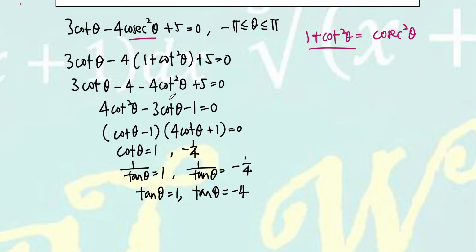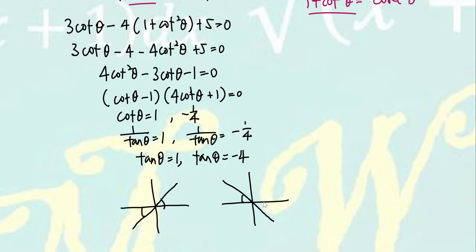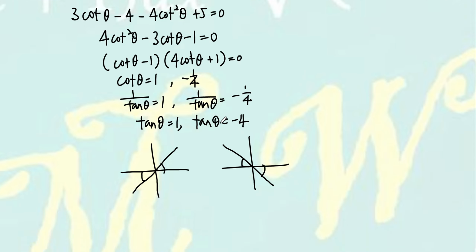Okay, so now solve for that interval minus pi to pi. So for the first part, minus pi means here, this is minus pi, and this is positive pi. Which means now actually we are considering all 4 quadrants, but tangent is only positive for the first and third quadrant. Then tangent is negative for the second and fourth quadrant. So I need to find out 2 different basic angles.